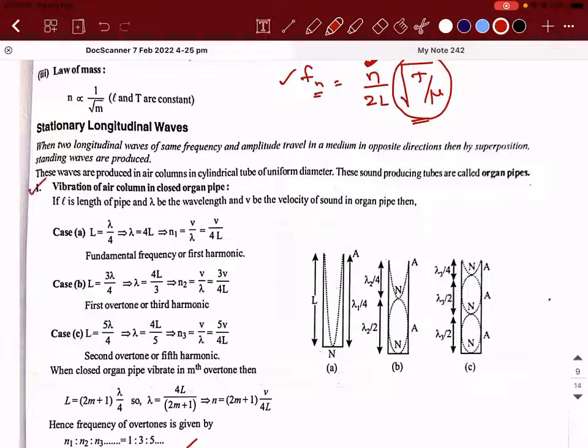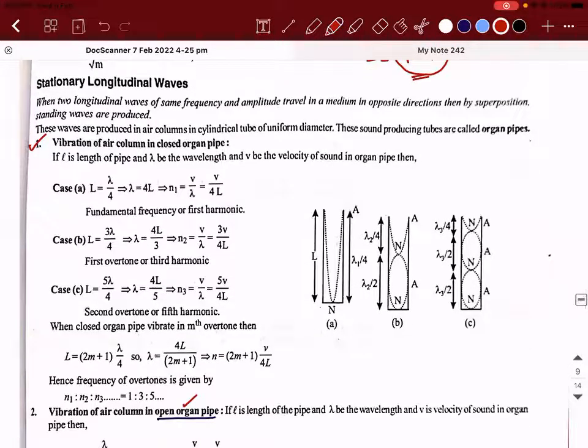Now, the last but one concept is vibration of air column in closed organ pipe. Closed organ pipe means it is not closed at both the ends, it is closed at one of the ends. So it is closed here. Let's say the length of the organ pipe is capital L, and you create a vibration here. When the vibration is created, we can have half standing wave, or 1.5 standing waves, or 2.5 standing waves.